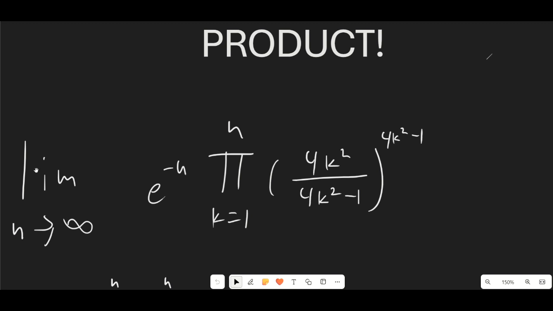As you can see, we're taking the limit as n goes to infinity of e to the negative n times the product from k equals 1 to n of 4k squared over 4k squared minus 1, all raised to the 4k squared minus 1 power.